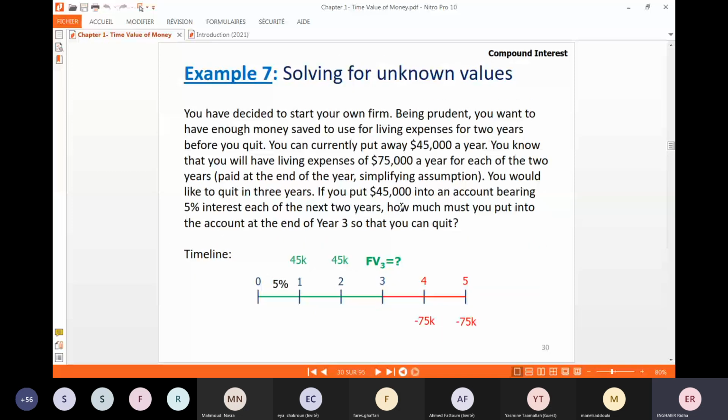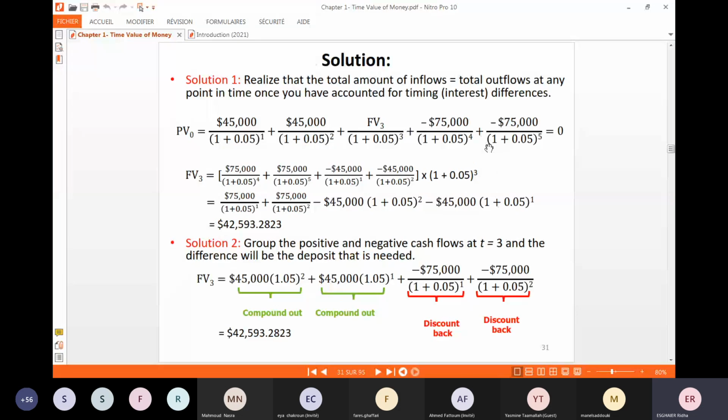Then we add cash flow 4 and cash flow 5 also. Cash flow 4 and 5 are negative since these represent expenses for us. So the present value of minus 75 today is minus 75 over 1 plus 5% power 4. We put minus here to say that these represent expenses. The last 75,000, we will pay at the end of year 5. Its present value is obtained by dividing it by 1 plus 5% power 5. The sum of all these amounts must be 0 to be able to quit.